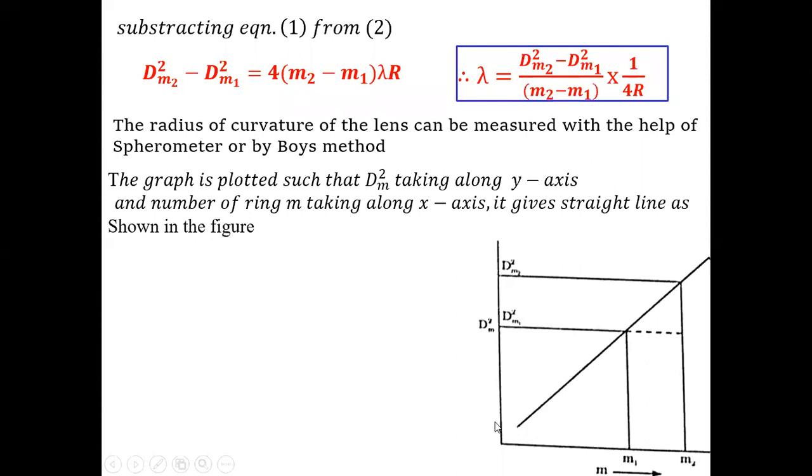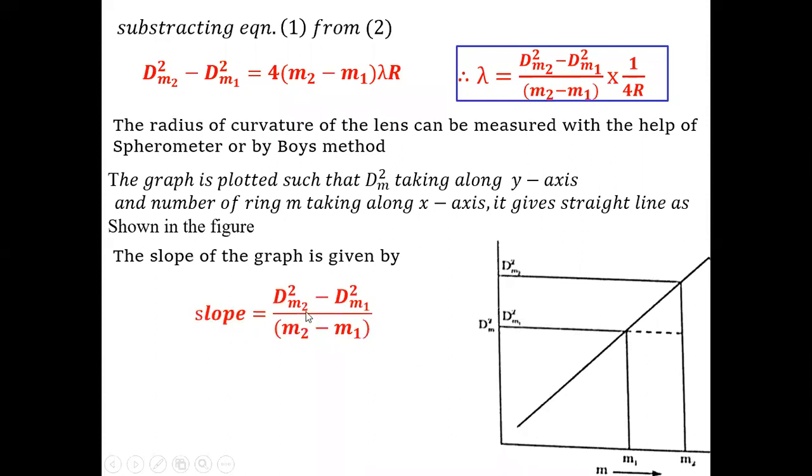We have to plot the diameter along the y-axis and the order of the ring along the x-axis. Finally, we get a straight line, a linear line. For this straight line, we have to find the slope. That slope gives Dm2 squared minus Dm1 squared divided by m2 minus m1, that is AB by BC. This is the slope of the straight line.